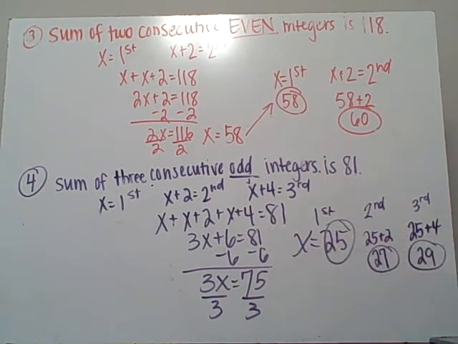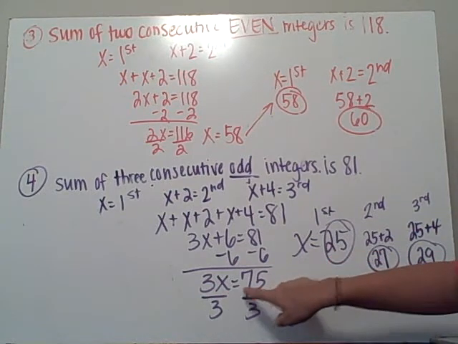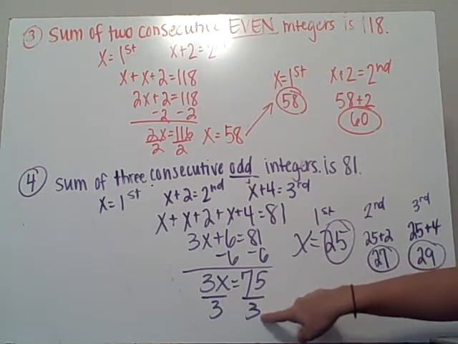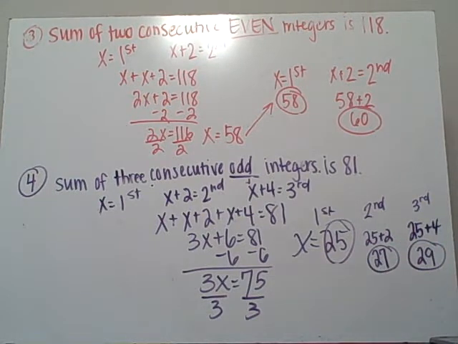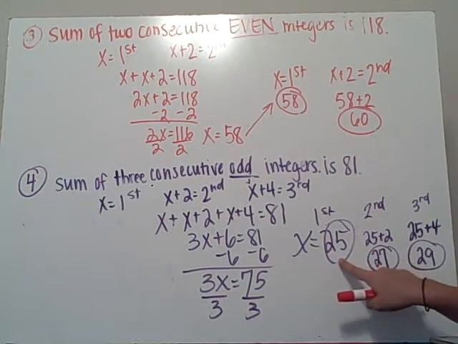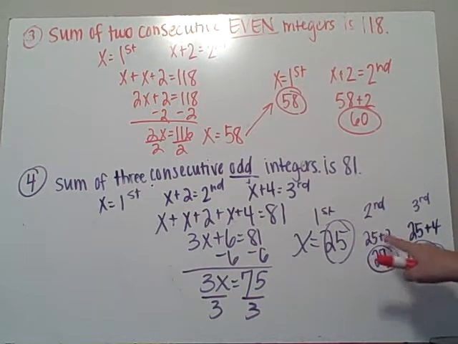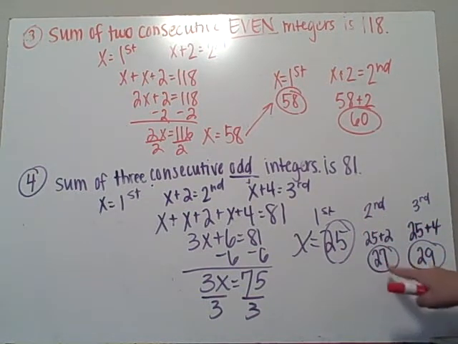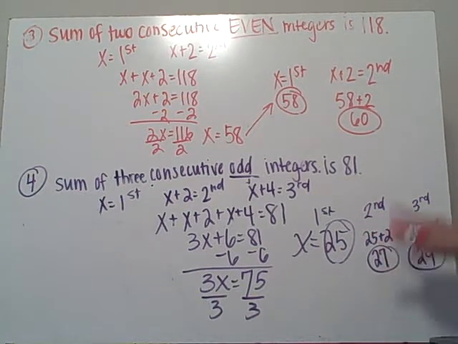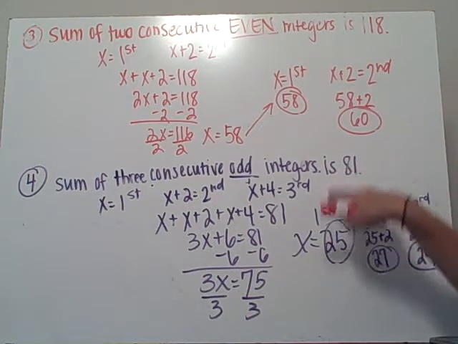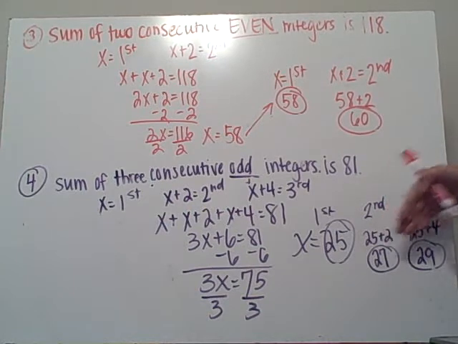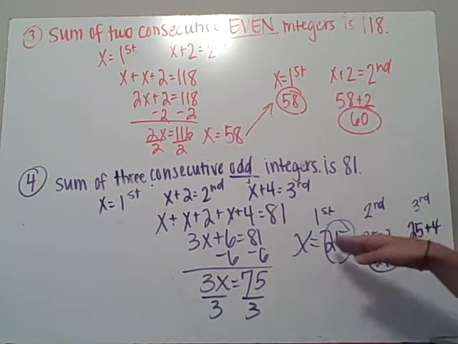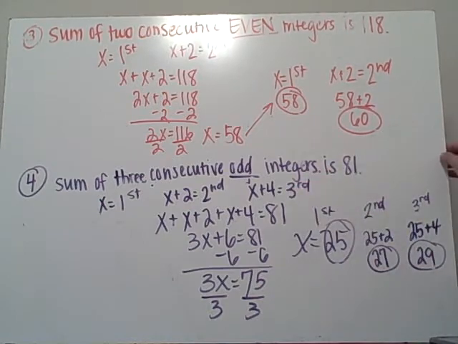Subtract 6 on both sides. We're left with 3x equals 75. Divide by 3, x is 25. So our first odd integer is 25. To get to the second integer, we have to add 2 to it, and we get 27. To get the third one, we will add 4 to x, and we get 29. 25, 27, 29 are consecutive odd integers. And if we add them together, we do get 81.